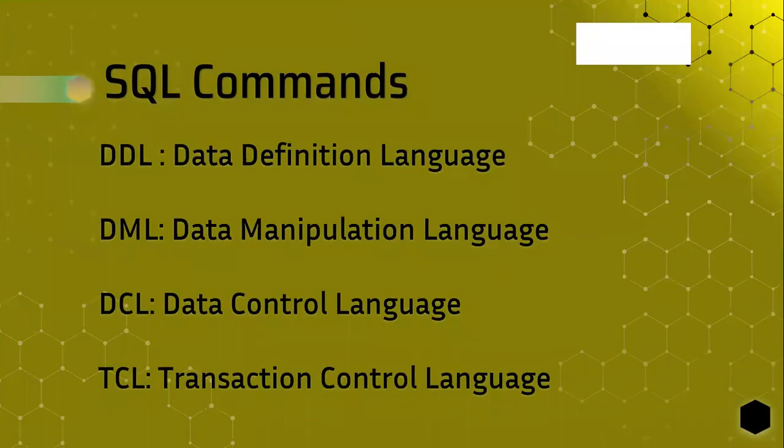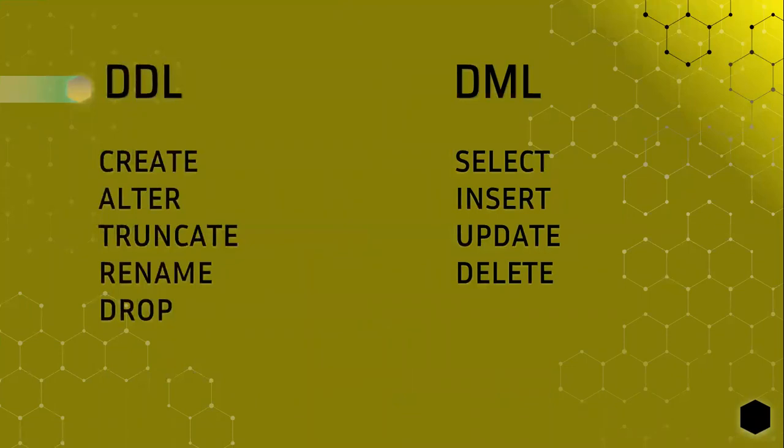The first one, data definition language. All structural change commands come under this category. So what are all those commands? The first one is create, and next alter, truncate, rename, and drop. Create is used to create the database and any objects like table creation, procedures, views, triggers, functions, and events. Here I'm just giving the example of create table. In upcoming videos, we will discuss procedures, views, and the remaining objects.